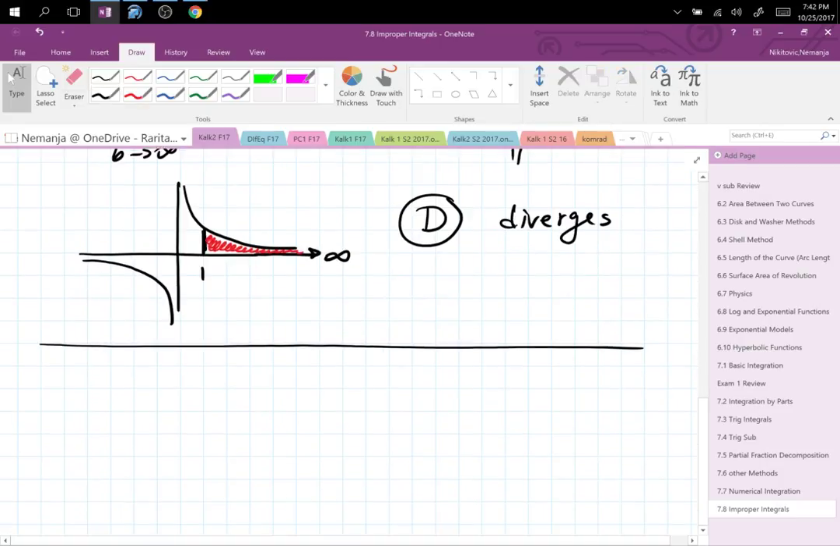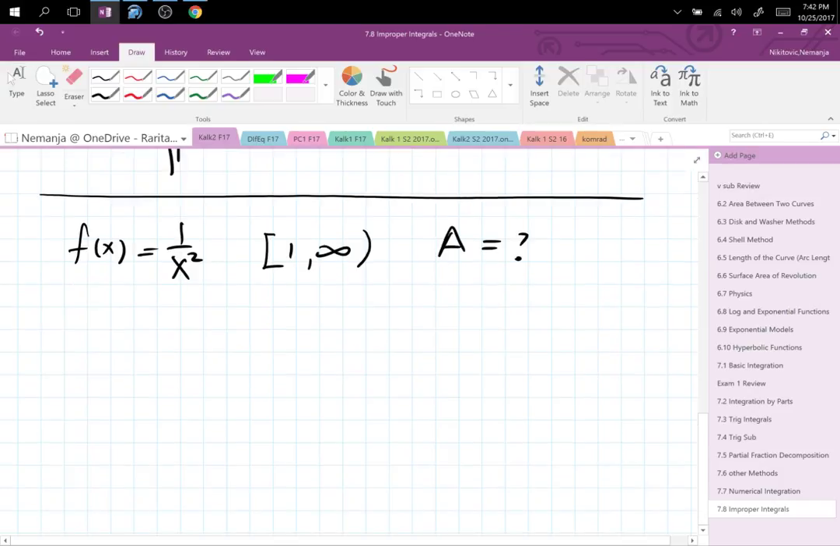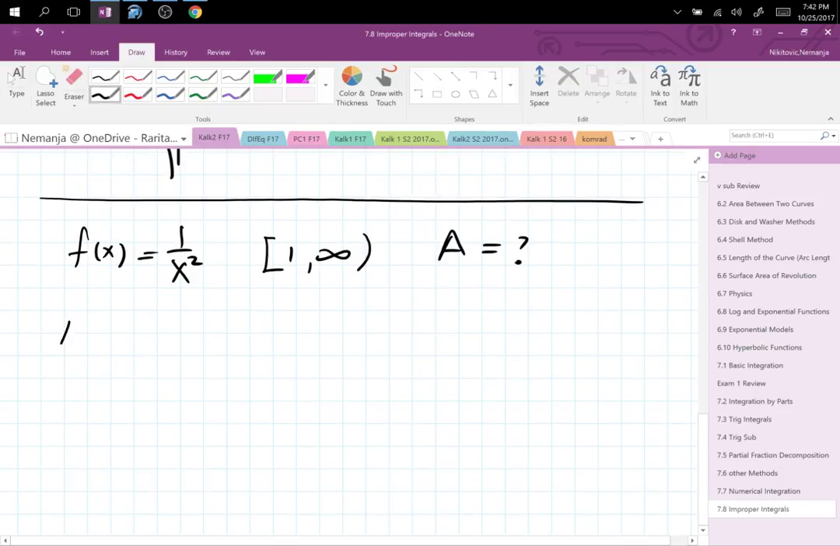Now I want to consider a very similar function, 1 over x squared, on the same interval 1 to infinity. And I want to ask you about the area. Use the same steps. Area is equal to the integral from 1 to infinity of 1 over x squared dx. Substitute the limit in there, do the integration, and then do the limit at the end.